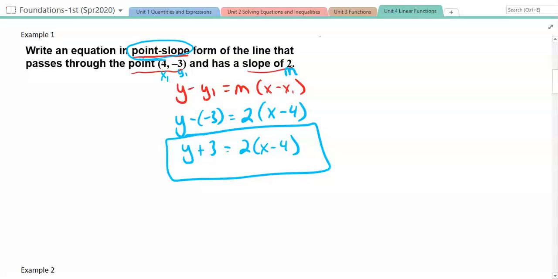And I almost want to say it's as easy as slope-intercept form. I wouldn't say it's easier than slope-intercept form, but it is more useful because you can use any point and not just the y-intercept that you have to use on the slope-intercept form.